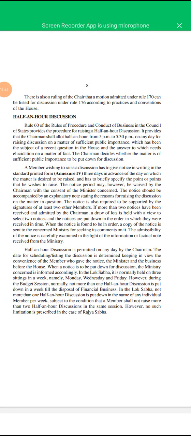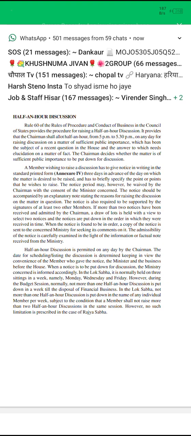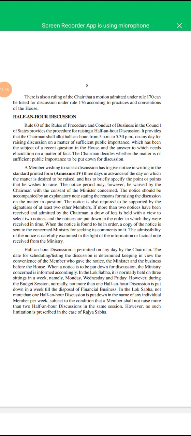The notice should be accompanied by an explanatory note stating the reasons for raising the discussion on the matter in question. The notice is also required to be supported by the signatures of at least two other members. If more than two notices have been received and admitted by the chairman, a draw of lots is held with a view to select two notices, and the notices are put down in the order in which they were received in time.